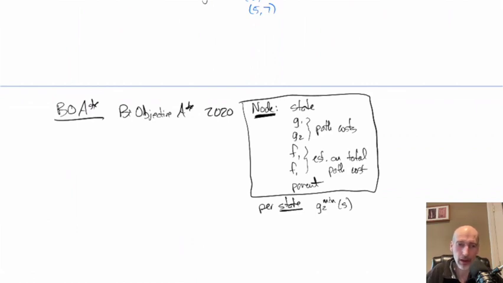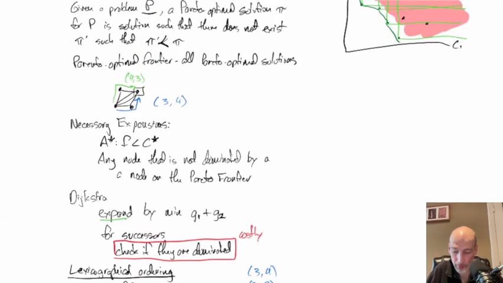And so just to give you a high-level view of what's going on, and then we'll look at the pseudocode, we'll think about what's going on here. So what's going to happen basically is it's first going to search in G1, and it's going to find the shortest G1 cost. In fact, let me go back to this picture here.